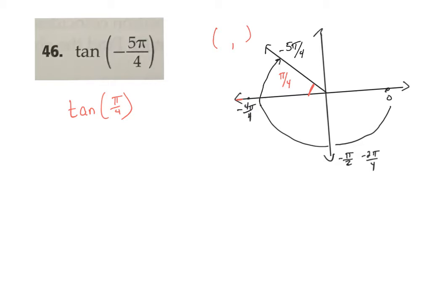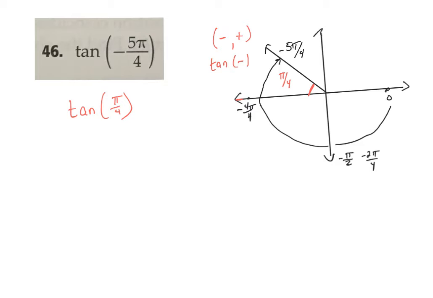Negative. Negative. Is my y positive or negative in my second quadrant? So I have a negative and a positive here. So is my tangent going to be positive or negative? Negative. It's going to be negative because I have a positive over a negative. So then I have to know the tangent of pi over 4. This is one that I should know, have memorized, because this is my first quadrant.